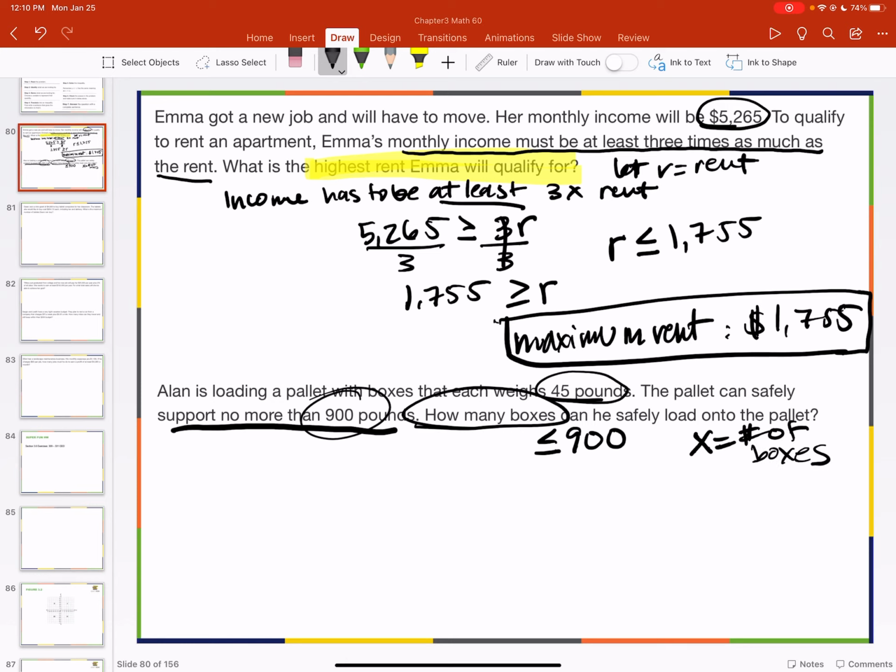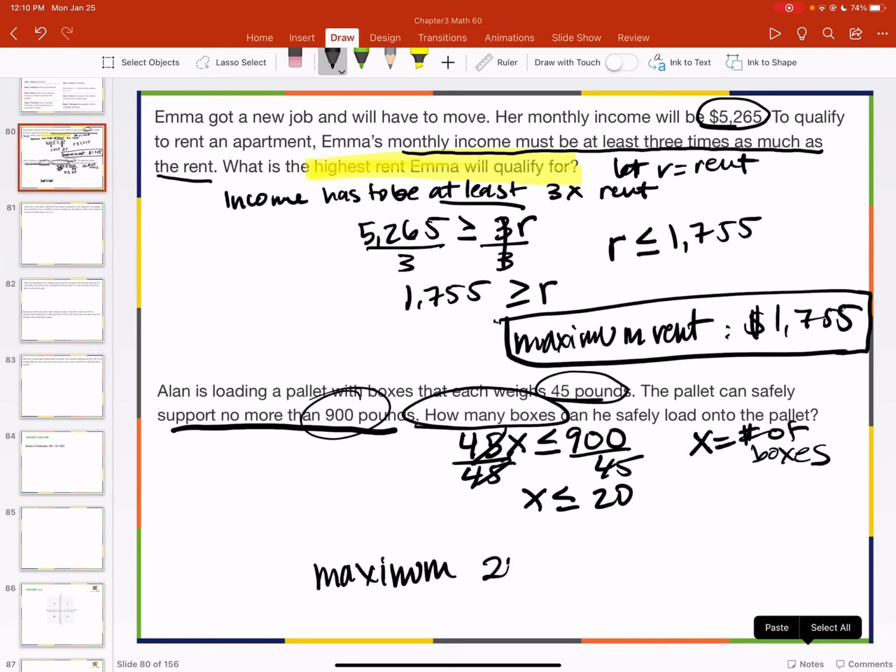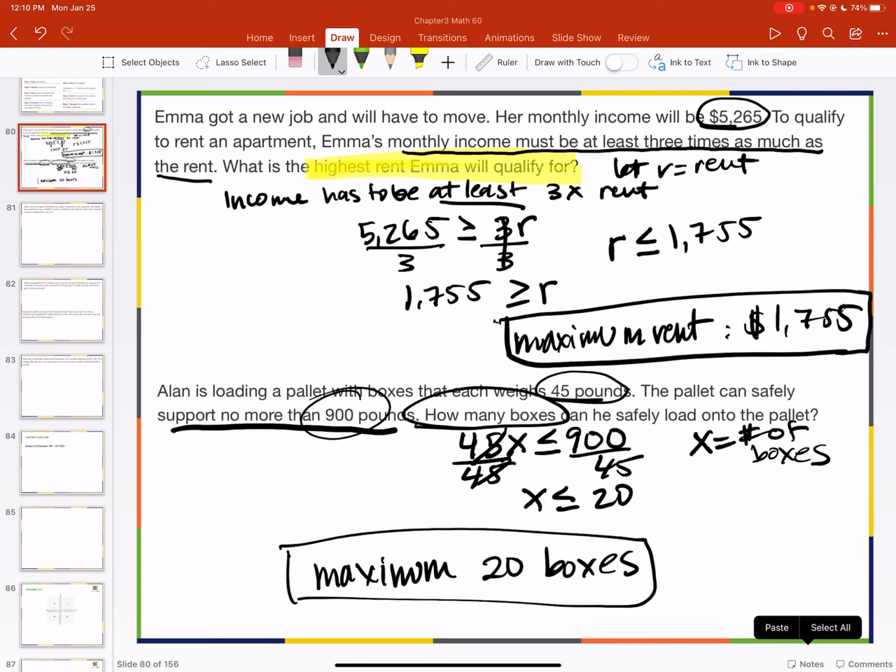Each box is 45 pounds, so 45X is going to be the total weight. And the weight has to be no more than 900. So that means that 900 is the maximum. Then you divide both sides by 45. We get X is less than or equal to 20. So he can do a maximum of 20 boxes. He cannot do any more because then it'll be over the weight required. Okay, let's do another one.